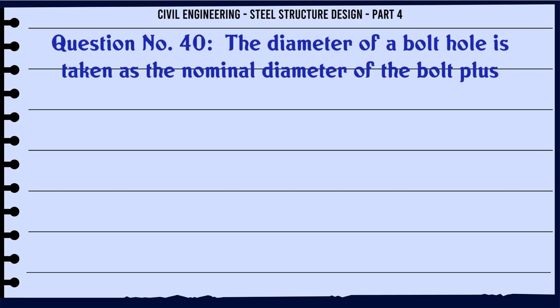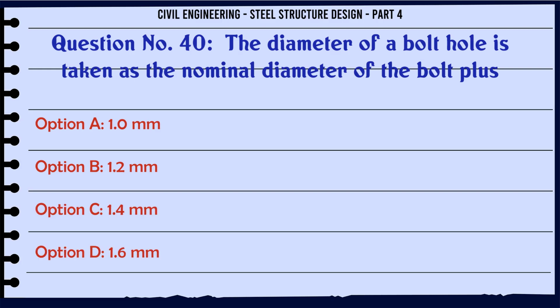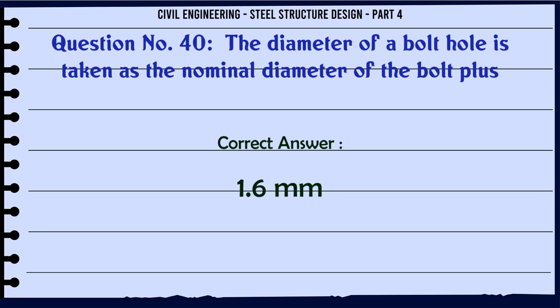The diameter of a bolt hole is taken as the nominal diameter of the bolt plus A. 1.0 mm, B. 1.2 mm, C. 1.4 mm, D. 1.6 mm. The correct answer is 1.6 mm.